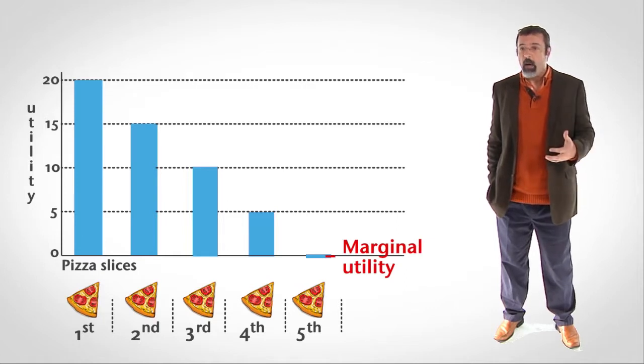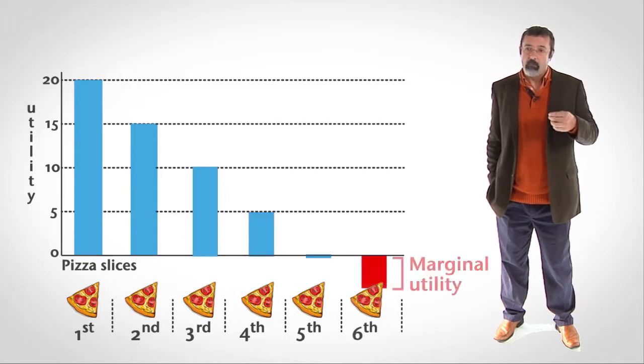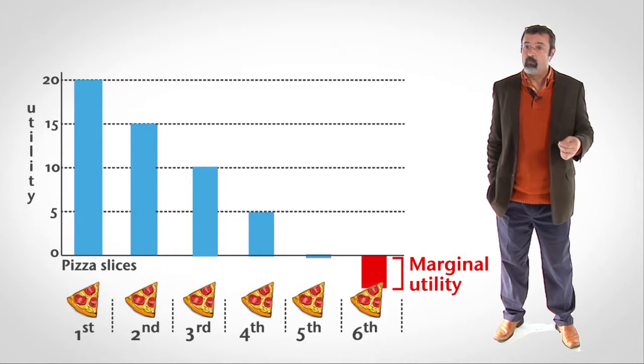You will say that you've stopped because you're full. An economist would say that you stopped because the marginal utility from one more slice is negative. Eating one more slice will actually make you worse off.